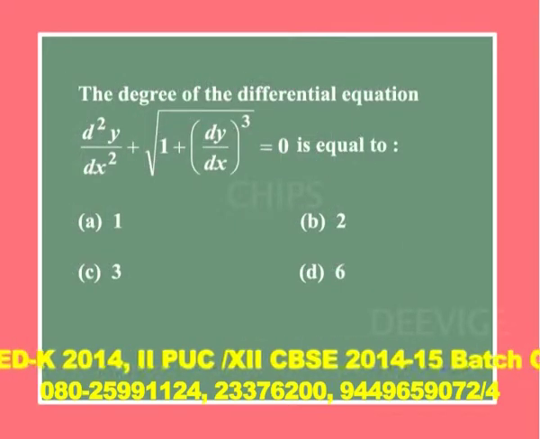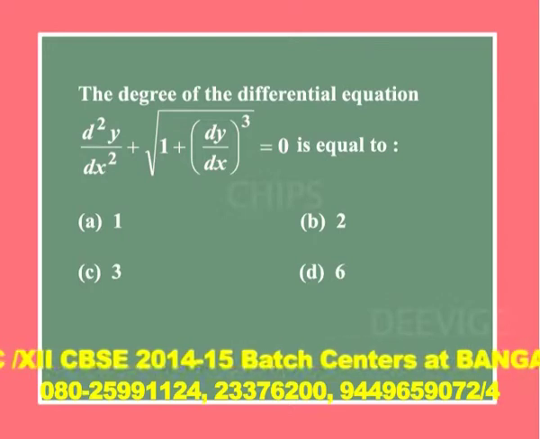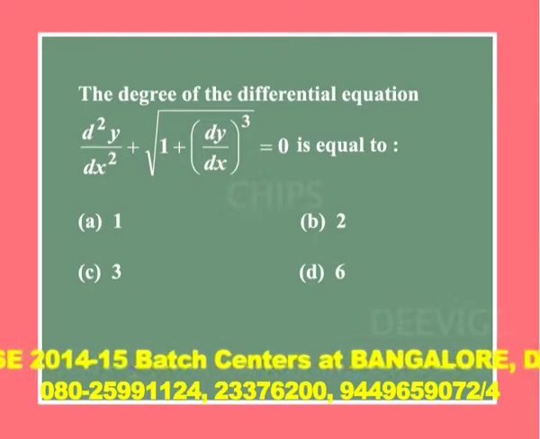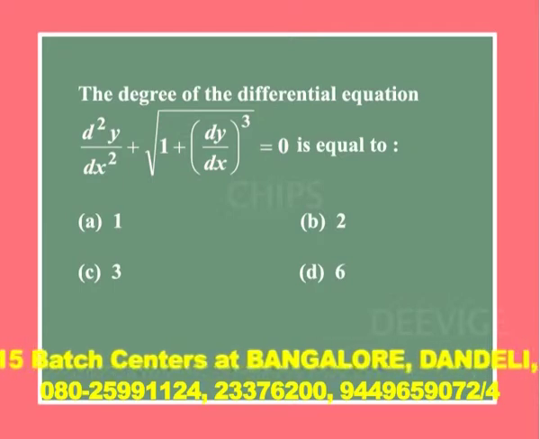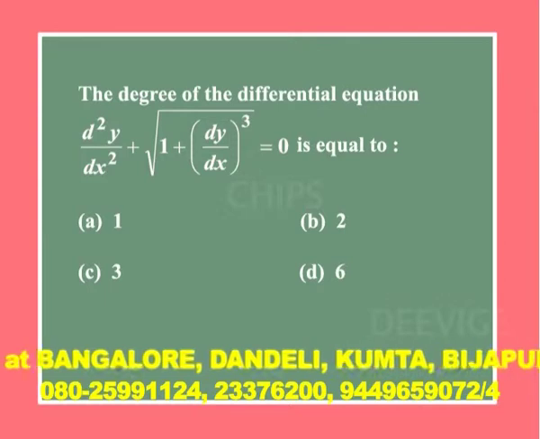The degree of the differential equation d square y by dx square plus root of 1 plus dy by dx whole cube is equal to 0 is: option A 1, option B 2, option C 3 and option D 6.